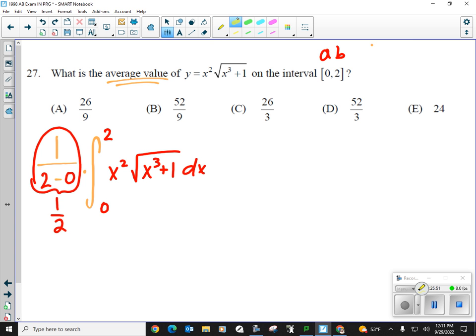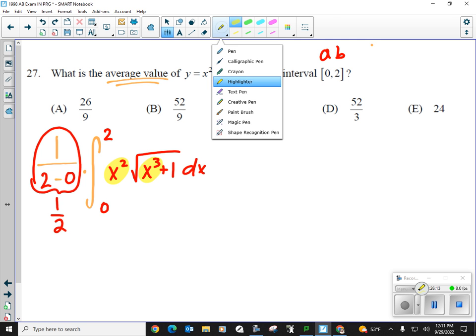but for the trained eye, and you guys got to train your eyes to see this, I see the derivative of one function here, at least most of it, the important part of it. If I take the derivative of x cubed, I'm going to end up with x squared, like 3x squared. The constant isn't the important part. It's the x squared that is the important part. Because of this, I'm going to use u sub.